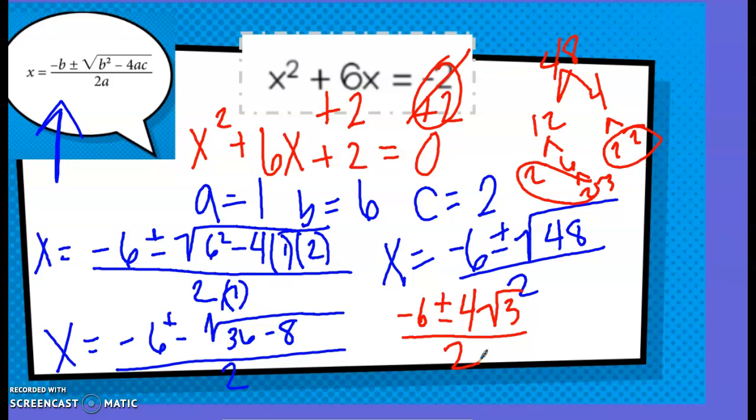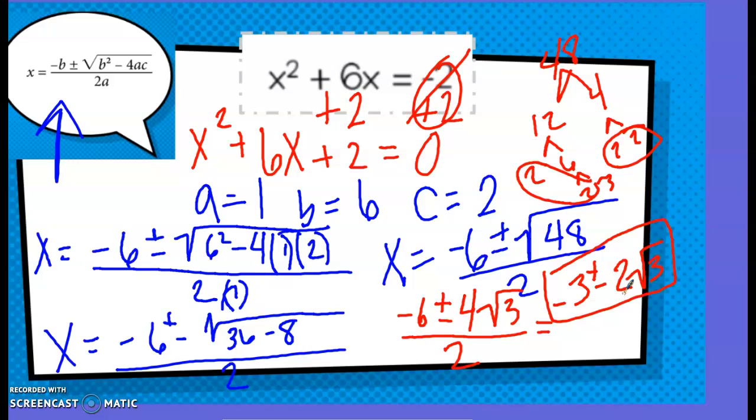Now when I divide by 2, well, actually we're going to go ahead and add and subtract first. So, oh, I'm lying, you can't add or subtract first. You can go ahead and divide by 2, and it only divides by the constant and the coefficient, not the radical. So negative 6 divided by 2 is negative 3. Plus or minus 4 divided by 2 is 2 times the square root of 3. And then that will be our final answer. We can't break it down any more than that because we can't add until we've solved this.